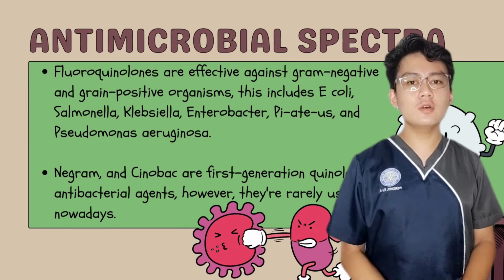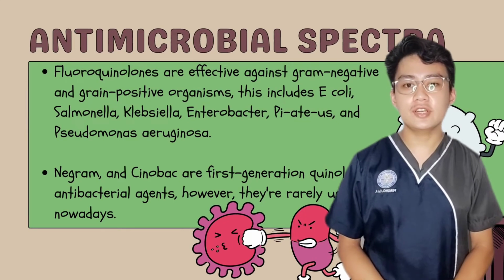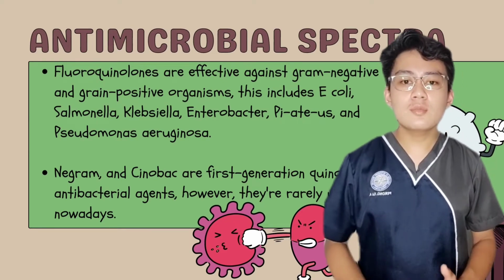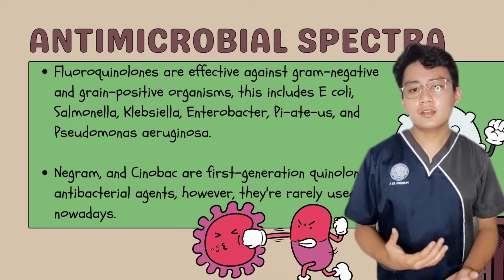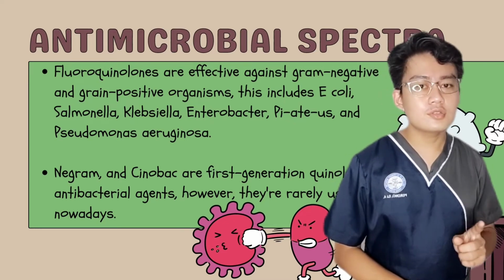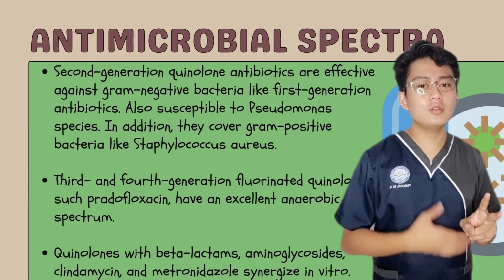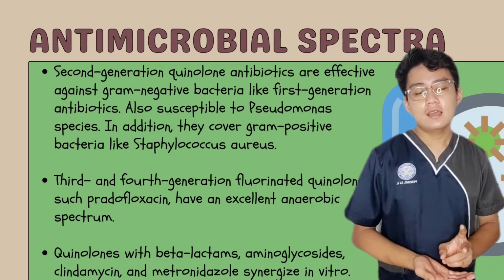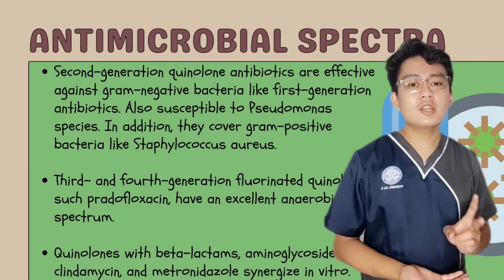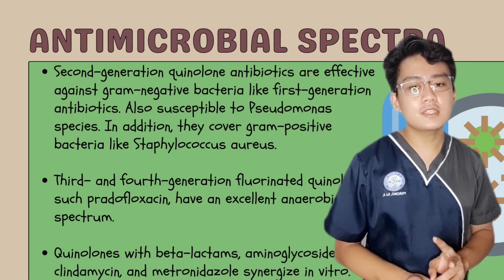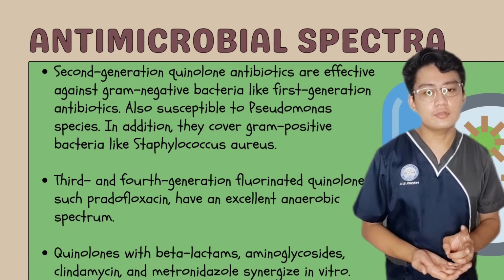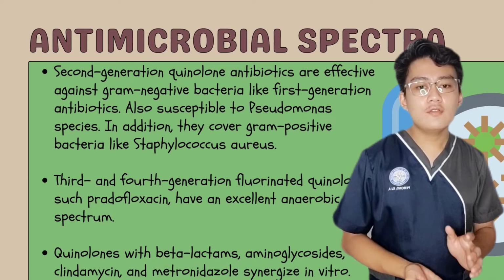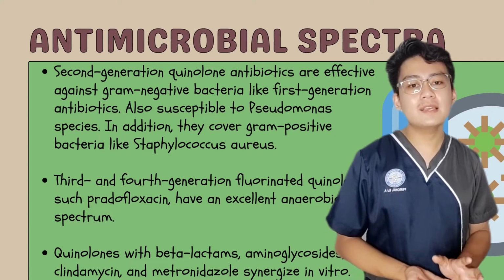Antimicrobial spectra. Fluoroquinolones are effective against gram-negative and gram-positive organisms. This includes E. coli, Salmonella, Enterobacter, and many more. Negram and Cinobac are first-generation quinolone antibacterial agents. However, they are rarely used nowadays. The second-generation quinolone antibiotics are effective against gram-negative bacteria, like the first-generation antibiotics, and they are also active against Pseudomonas species. In addition, they cover gram-positive bacteria like Staphylococcus aureus. The third and fourth generation fluorinated quinolones, such as pradofloxacin, have an excellent anaerobic spectrum.